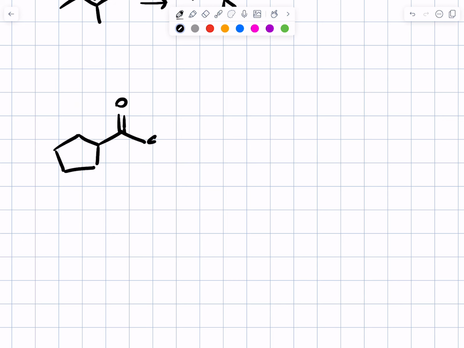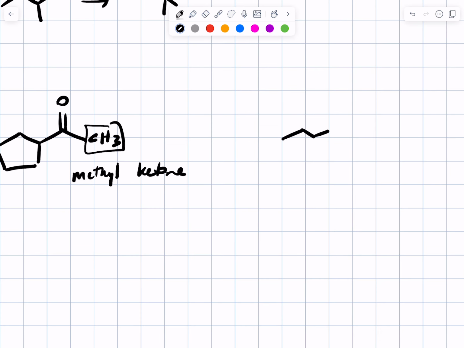First, you're going to recognize that this is indeed a methyl ketone, right? So that's going to clue you in to the idea that your starting material could have been this acetoacetic ester. That's the easy part.